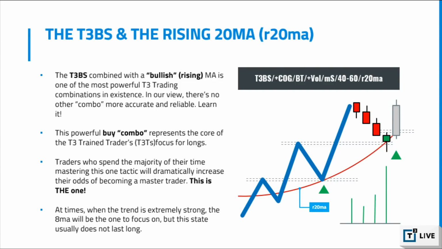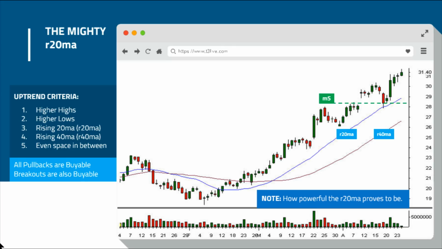At times when the trend is extremely strong, the 8 MA will be the one to focus on, but this state usually does not last long. Here's some examples. The stock is in an uptrend, and where does it stop? It doesn't even reach the 20. Why? Because it's so strong. Does that make sense? But look, this pullback stops at the rising 20, at the minor support. It also has a narrow range bar and a COG. These are all amplifiers. Basically, the more amplifiers, the better the odds. The setup will usually work.